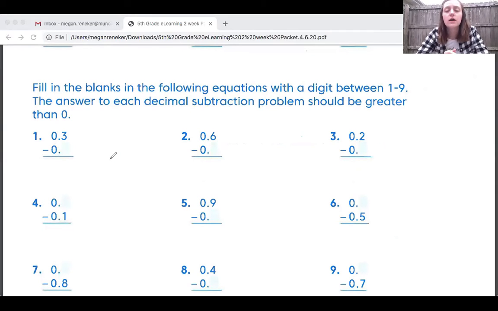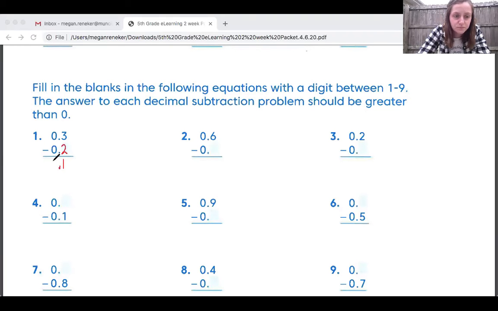So this time, though, our answer should be greater than 0. We don't want a 0, and we don't want anything less than 0. So we know that we can't subtract by anything greater than 3 here. And we also can't subtract by 3, or 3/10, because that would leave us with 0. So that means we either have to put a 2 or a 1 in here. I'm going to go ahead and put a 2, just because I feel like it. And we're going to take 3/10 minus 2/10, which gives us an answer of 1/10.